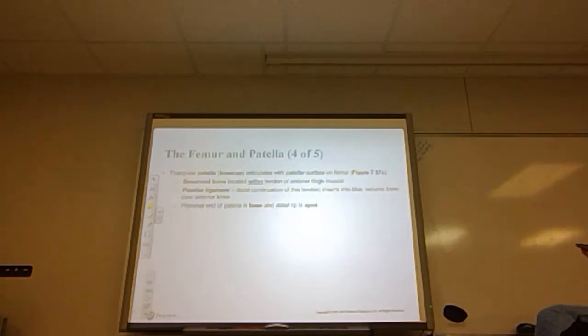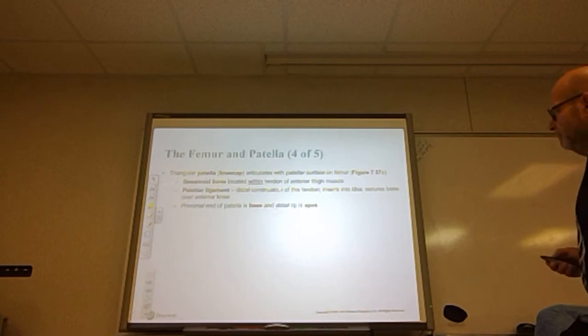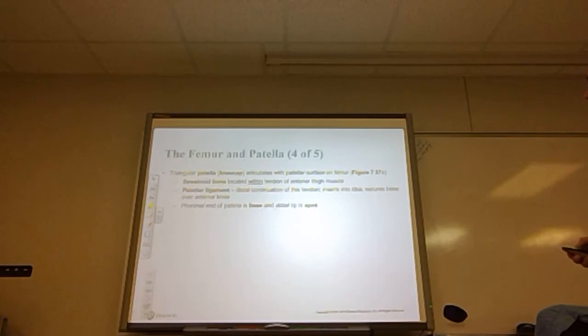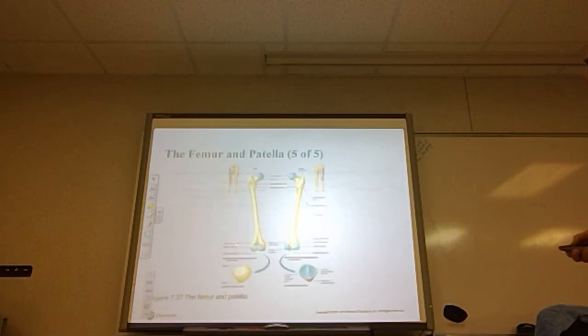The patella, or kneecap, articulates with the patellar surface on the femur. It is what is called a sesamoid bone, which means it is located entirely within a tendon, in this case the anterior thigh muscle. The patellar ligament is the distal continuation of this tendon, inserts in the tibia, which secures the bone over the anterior portion of the knee. The proximal end of the patella is the base, and the distal end is the apex. So there's the kneecap with the base, and the apex sits on the knee right there.